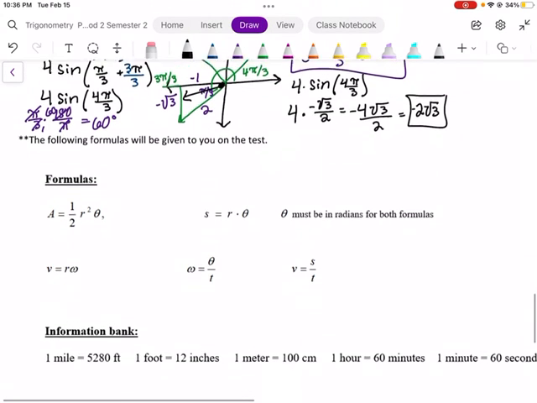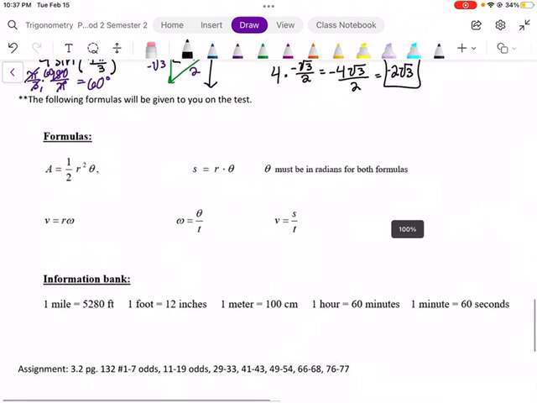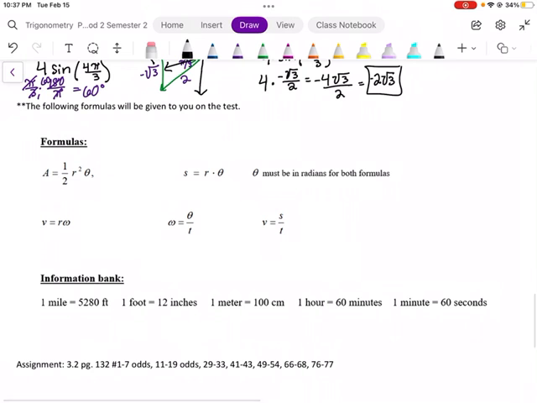So that is all the notes for this section. One thing that I want to point out to you, all of these formulas listed below are going to be given to you on the test. So far, the only one we've gone over is S equals R times theta. One thing that you need to know is theta has to be in radians for this to work. And this is the same equation that we went over earlier, where theta equals S over R. It's just rearranged to get S by itself. So that will be given to you on the test. You don't have to worry about having it memorized.